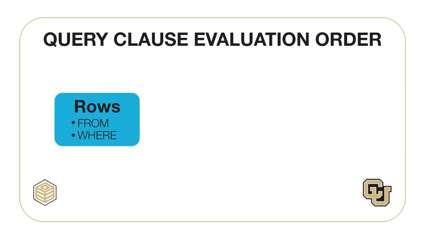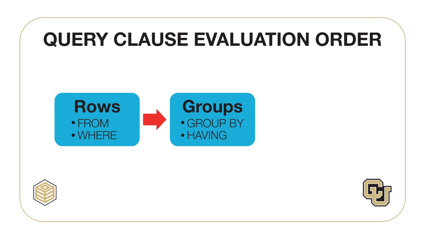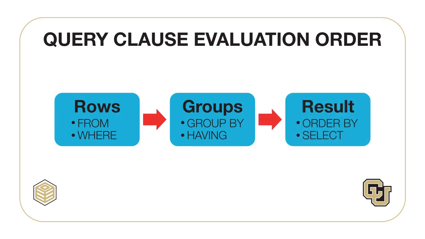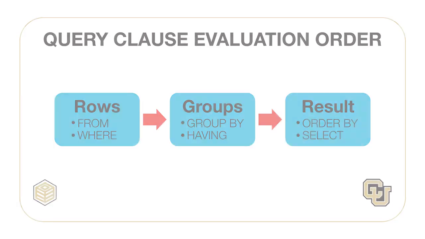Row operations in the from and where clauses precede group operations in the group by and having clauses. The final operations of sorting the rows in the order by clause and generating the columns in the result, that's the select clause, occur after row and group operations. SQL compilers follow this evaluation order, although they may perform many optimizations to improve performance.